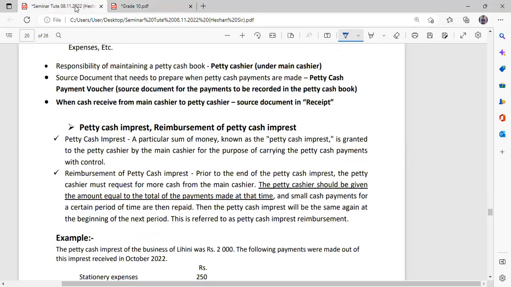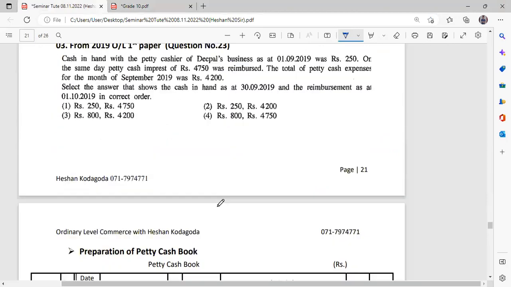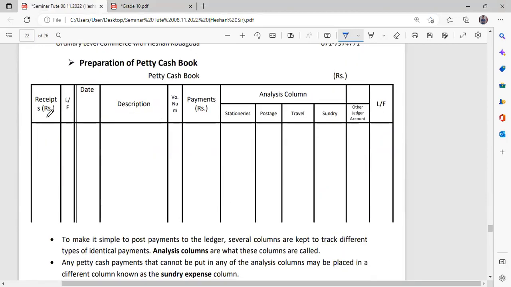Now you can see this is the petty cash book. This is the receipt side. This is the LF. This is the debit side, and this is the credit side. You can see we illustrate the credit side in a lengthier, bigger manner. Why? We need to write the petty cash payments correctly, because only one time in a month we can identify only one cash receipt.